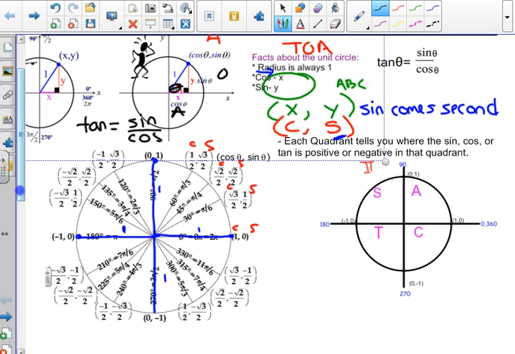Now, do you guys need to know that, because the y is the y axis and the cosine the x axis? No. You do have to know though that tangent is made up of sine over the cosine.